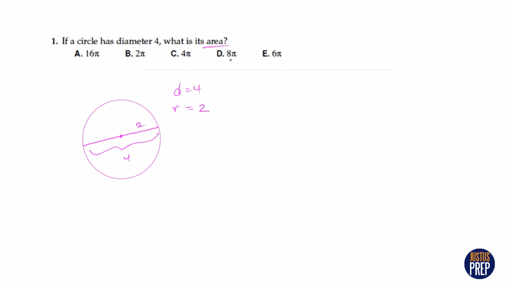What is the area? Well, we need to know the formula for the area of a circle, which is pi r squared, which is why we needed to get the radius, and we can't work with just the diameter. The area is pi r squared, so that's pi 2 squared. 4 pi is our answer. The answer is C.